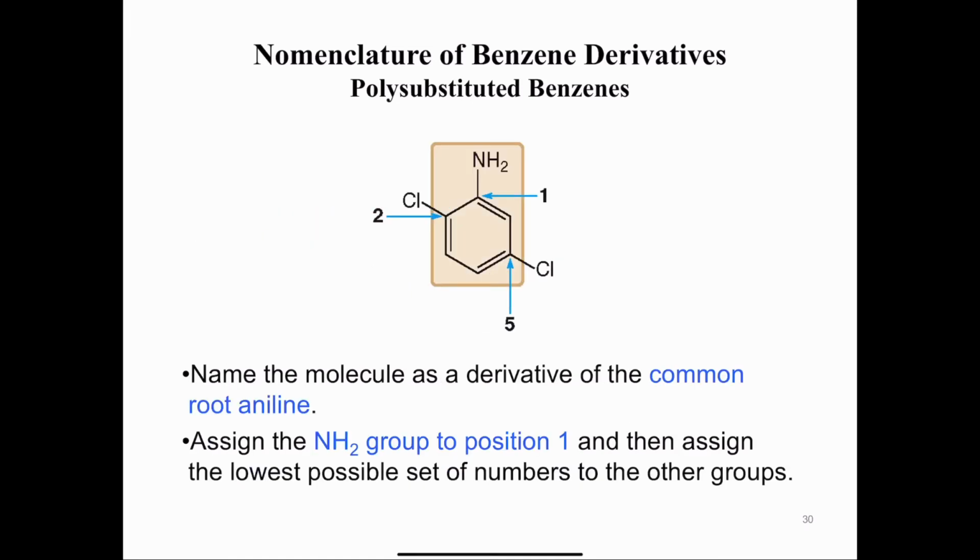This molecule is a tri-substituted benzene, but it has a common root, and that common root is aniline. You must have the structure of aniline memorized. Just to refresh your memory, I'll put it up here. So draw my benzene and put an amino group on here. So you can see that what's boxed in here in the beige rectangle is aniline. So we're going to name this as a derivative of aniline.